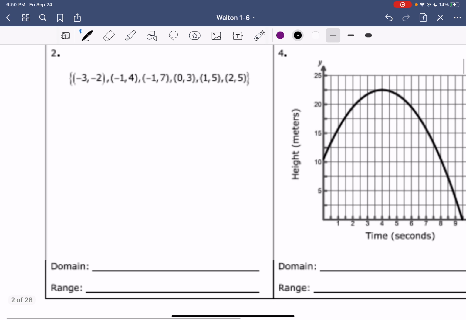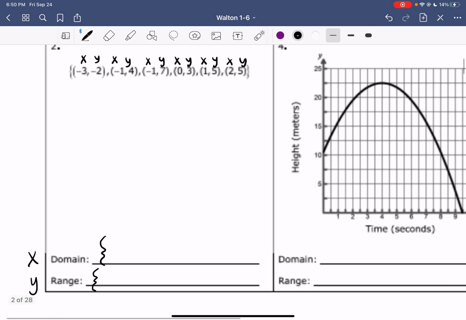Okay, question 2. For this one, they already found the coordinate points for us. So what we need to recognize here is x, y, x, y, x, y, x, y, x, y, and x, y. We know that our domain is our x values and our range is our y values, and we want to list them from least to greatest.